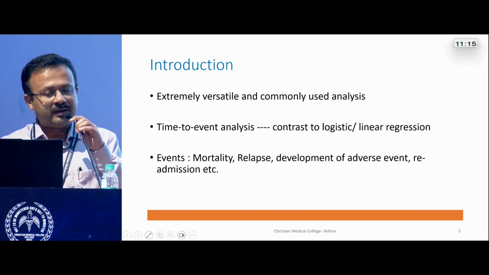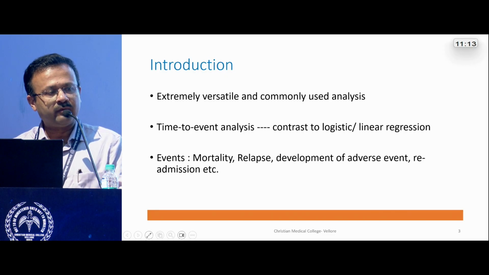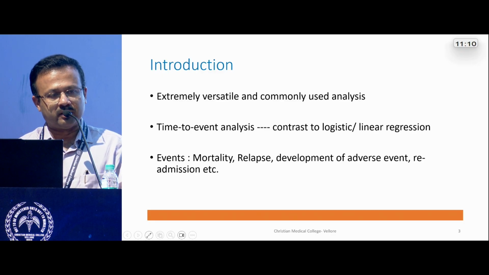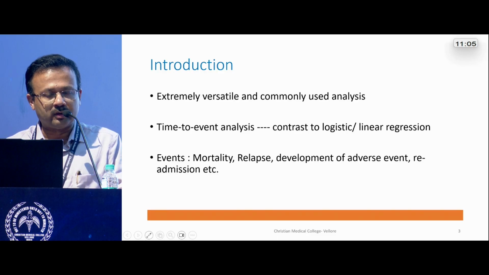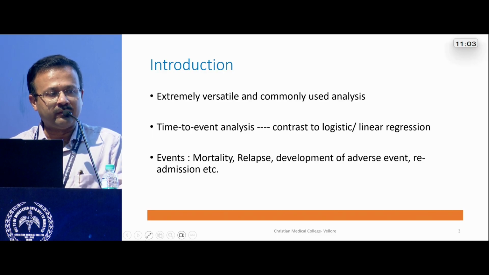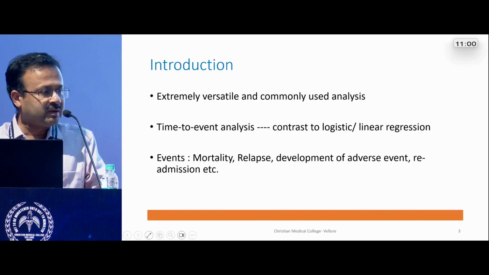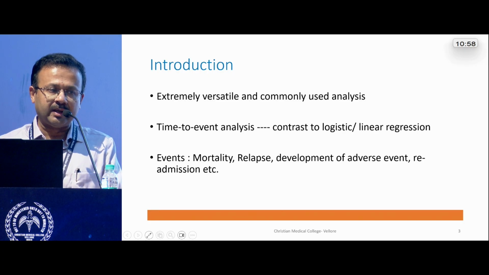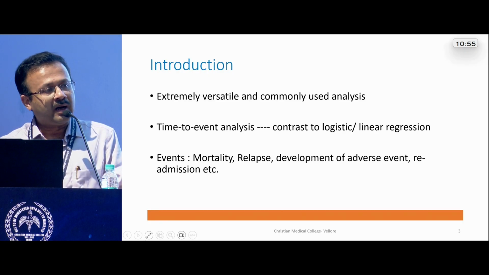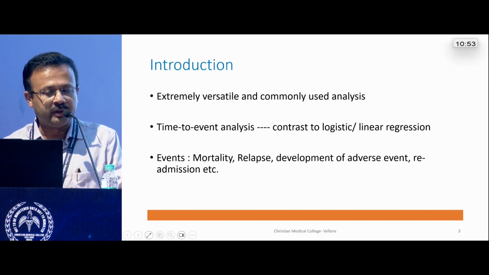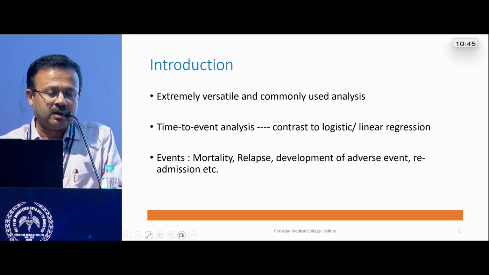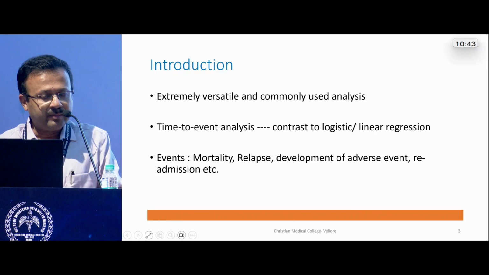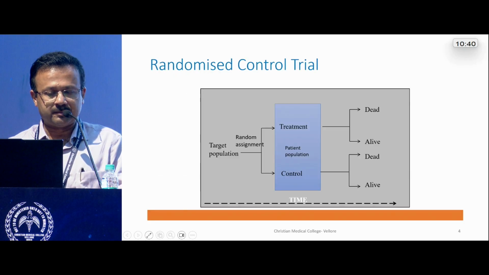Now, survival analysis is an extremely versatile and a very commonly used analysis in literature, and people would have encountered that in multiple randomized controlled trials, cohort studies, or time to event analysis. So there are two signatures. One is the event happening, like death or alive, and time to event. So time to death is what is analyzed here in survival analysis. So events can be, as a survival curve indicates, mortality. It could be relapse, or it could be any other adverse events.